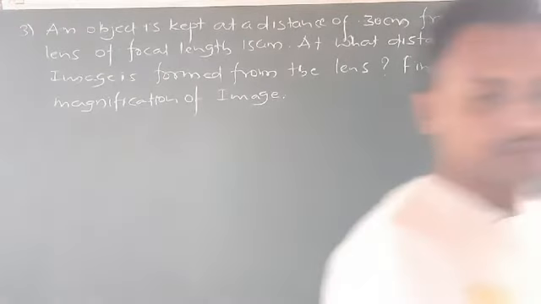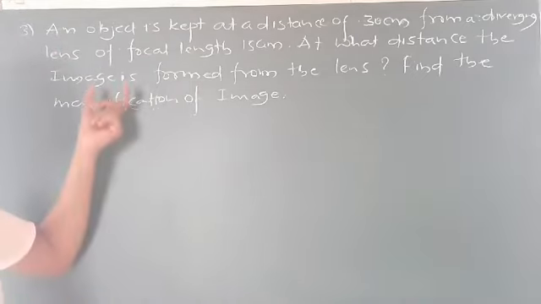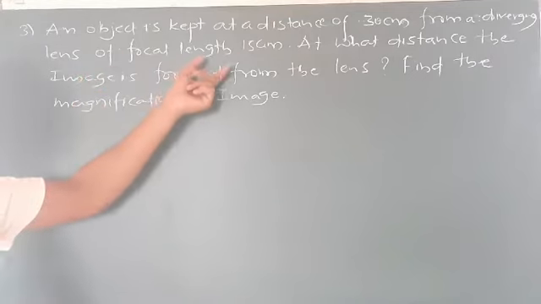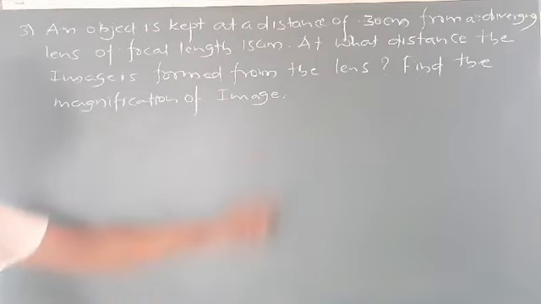Well students, now we have the next question. An object is kept at a distance of 30 centimeter from a diverging lens of focal length 15 centimeter. At what distance is the image formed from the lens? Find the magnification of the image.